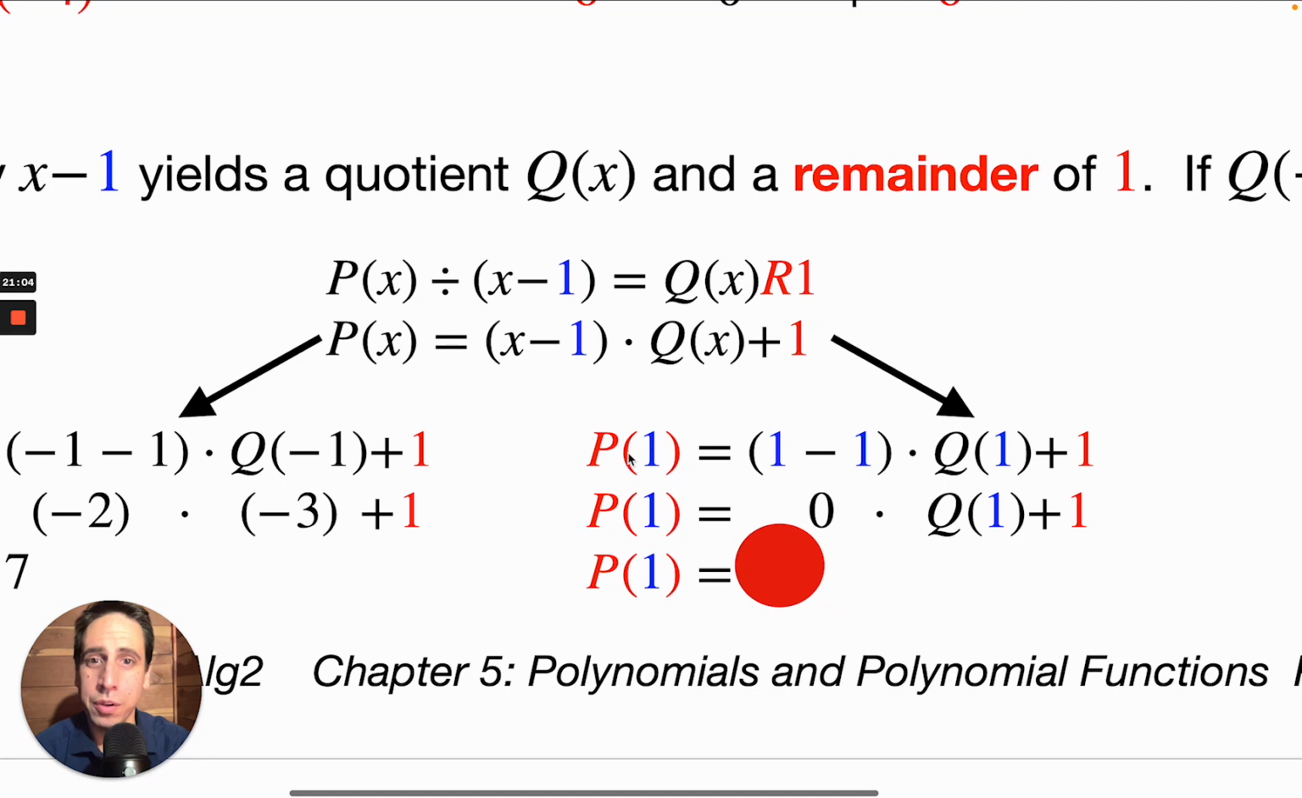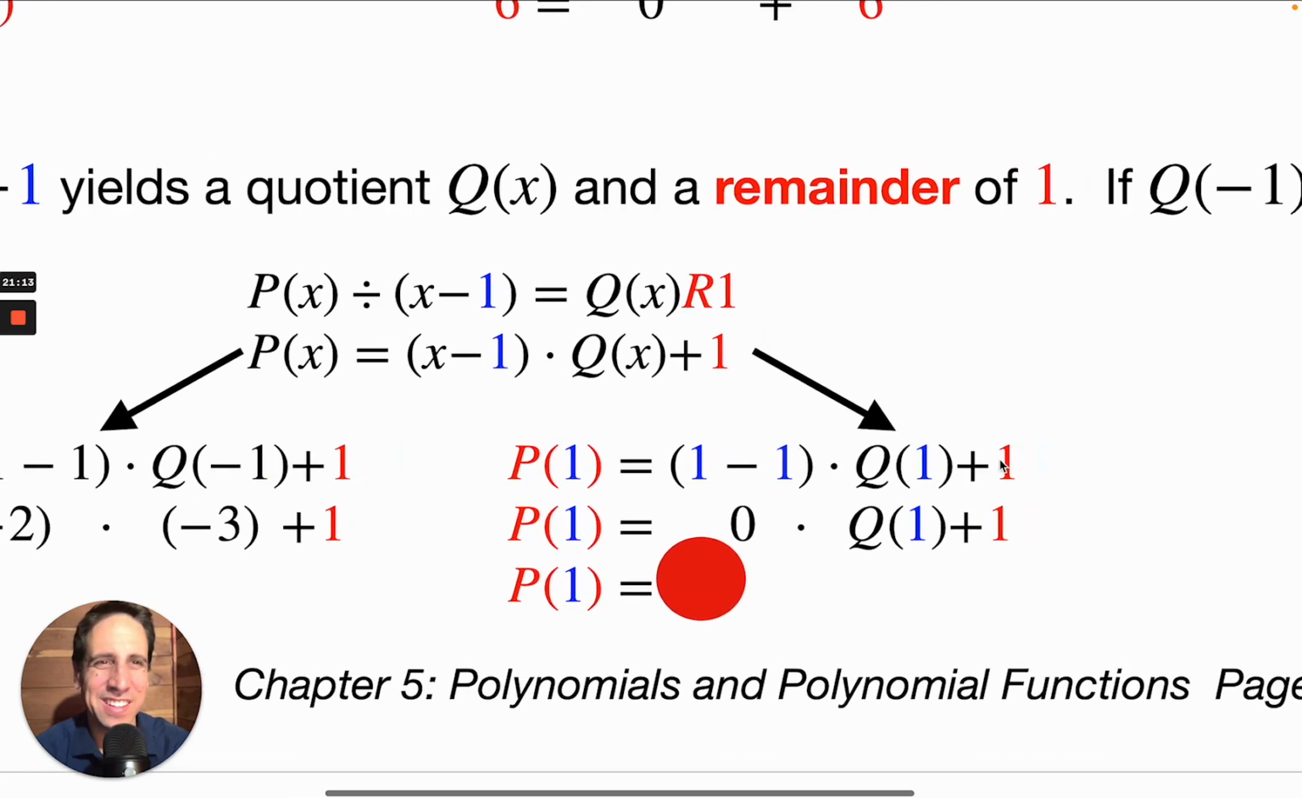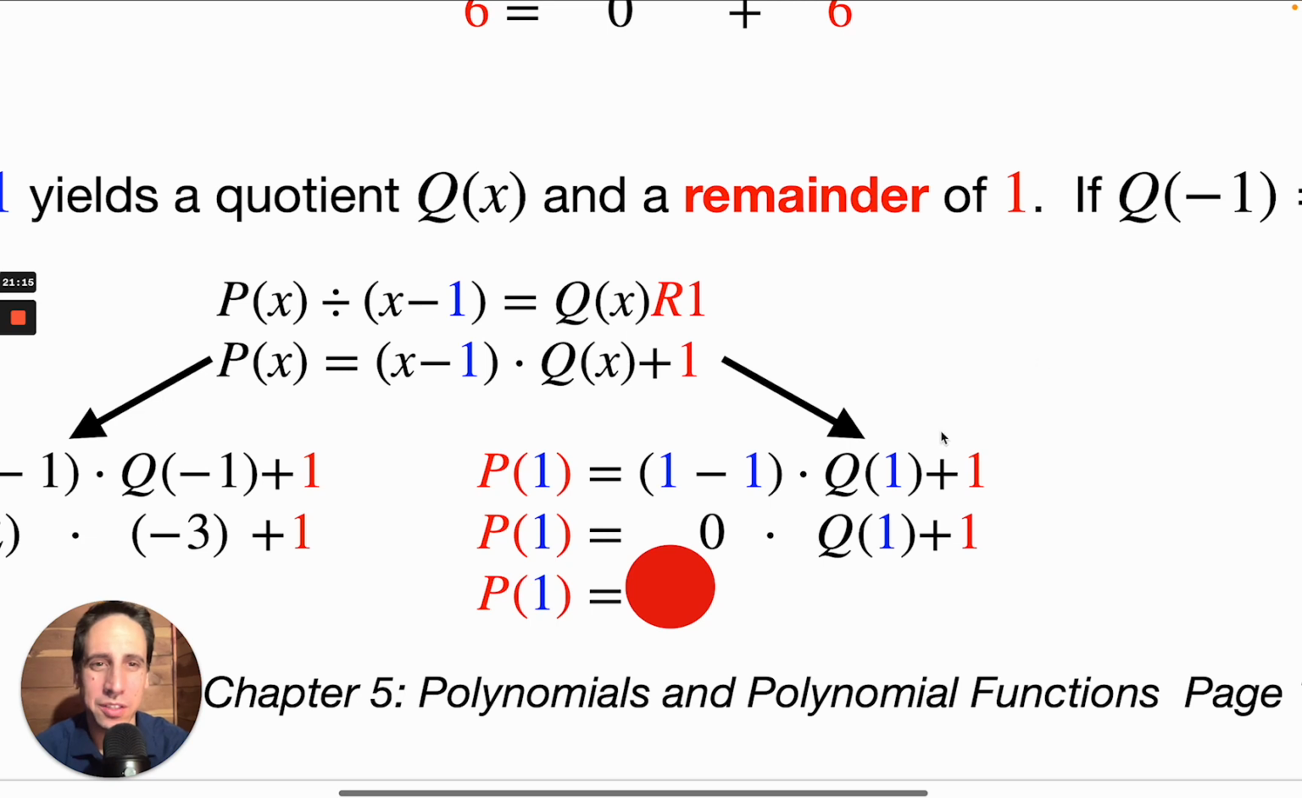Here, if I put positive 1 in, then the x minus 1 turns into 1 minus 1, and I don't know what q of 1 is. That information hasn't been given to me in the instructions. The remainder is 1. But lo and behold, it doesn't matter that I don't know what the output of q of 1 is, because when I take 1 minus 1, it's 0. 0 times anything is going to be 0. And I'm going to add 1 to it. So you tell me, what is 0 times anything plus 1 here?